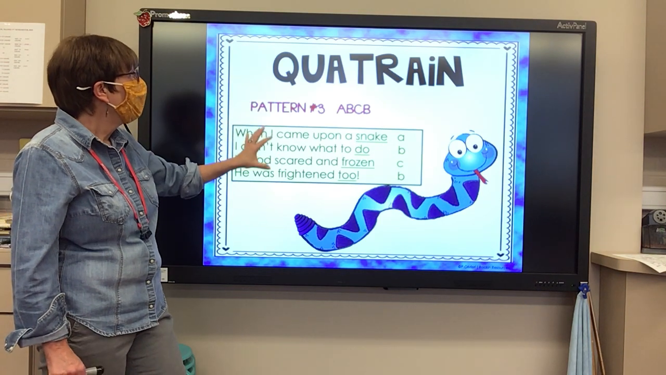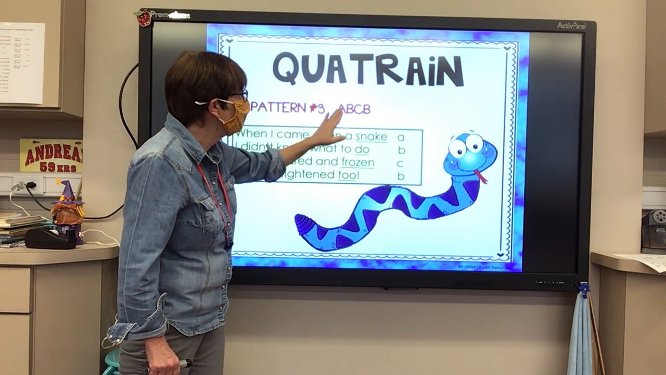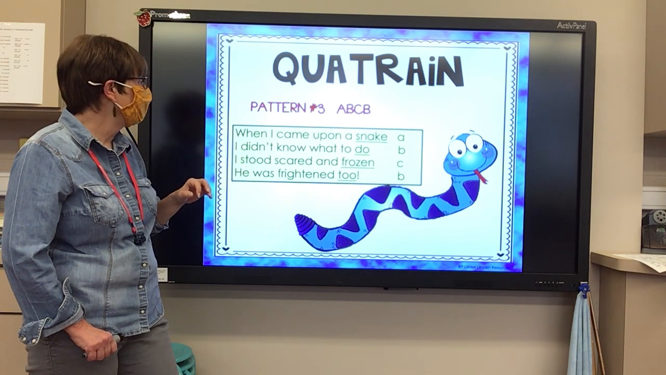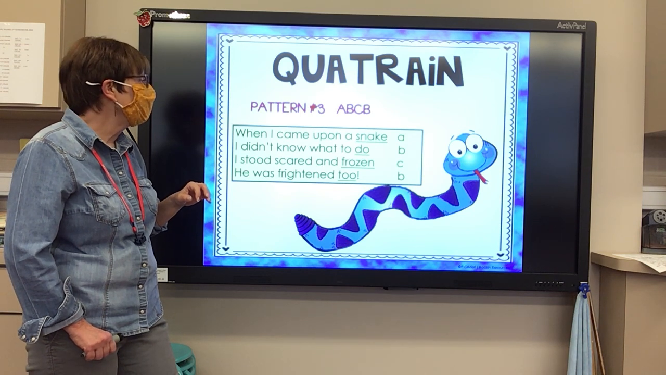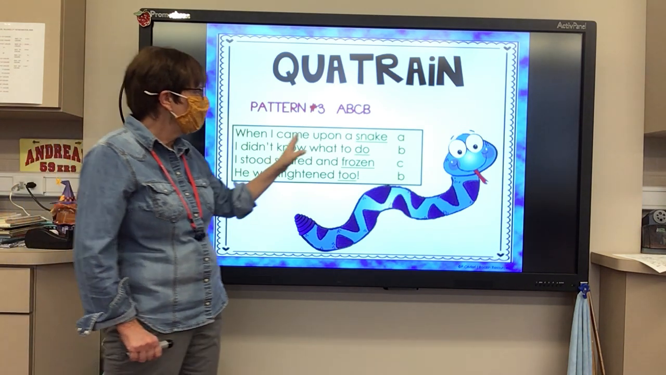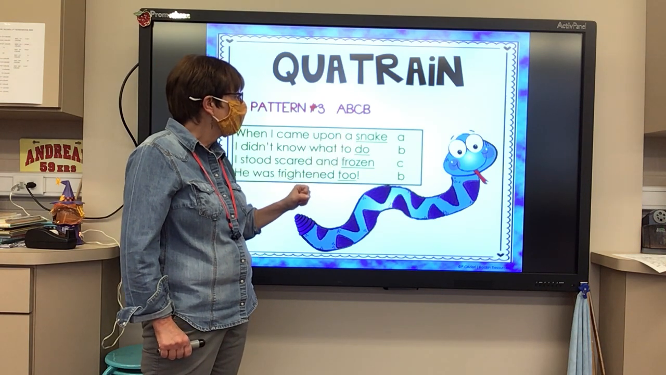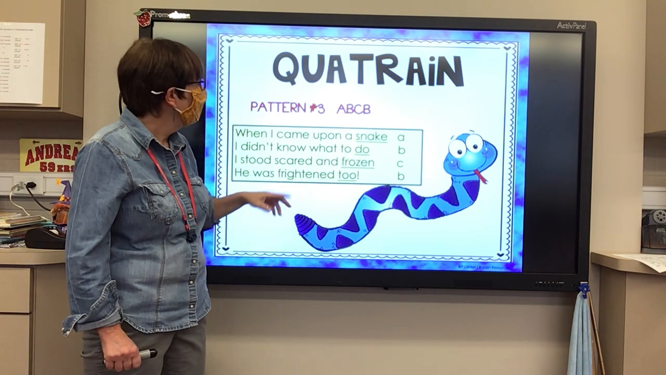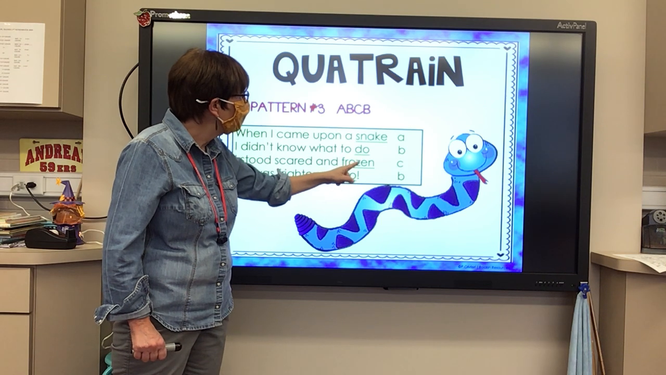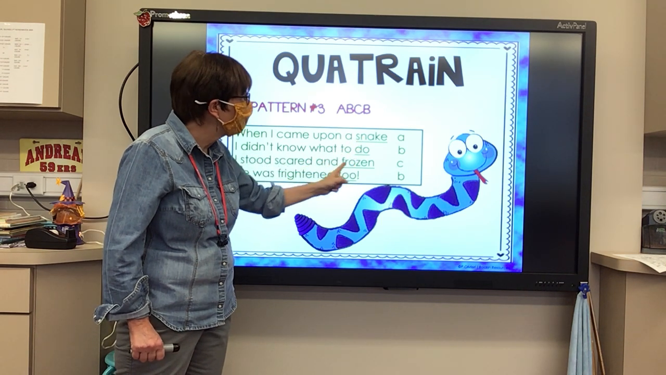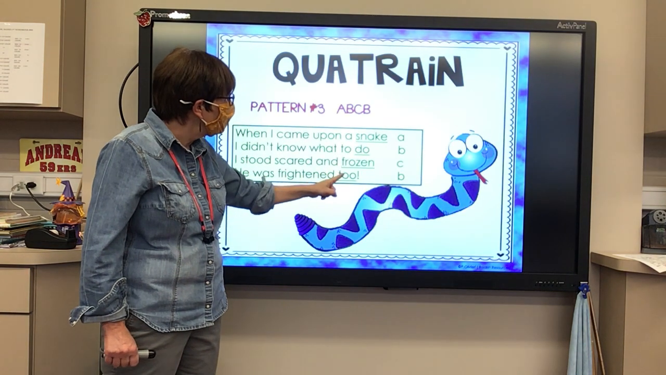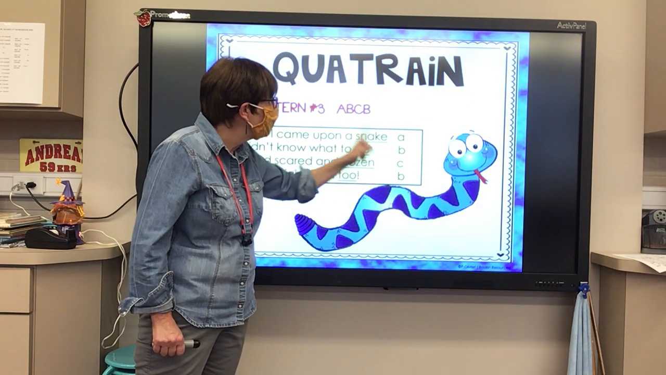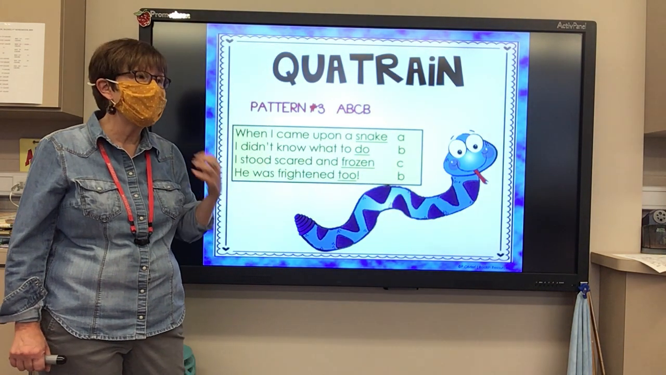And then we can have a poem like this, pattern C, where we have an ABCB rhyme. When I came upon a snake, I didn't know what to do. I stood scared and frozen. He was frightened too. So here we have line A, snake. Line B ends in do, because snake and do don't rhyme. Then we have the word frozen. Frozen doesn't rhyme with snake or do, so that's its own letter, C. And then too rhymes with do. So we have an A, B, C, B rhyme scheme.